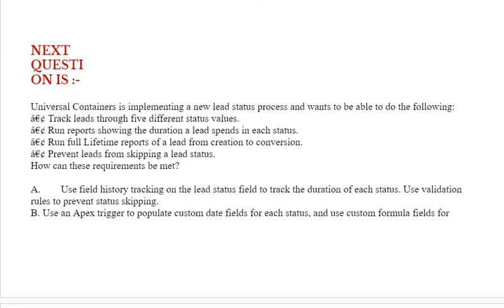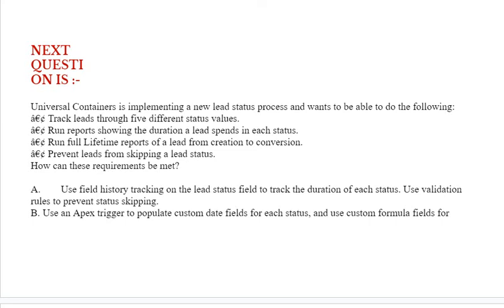Each status. Run full lifetime reports of a lead from creation to conversion. Prevent leads from skipping a lead status. How can these requirements be met? Option A. Use field history tracking on the lead status field to track the duration of each status. Use validation rules to prevent status skipping.